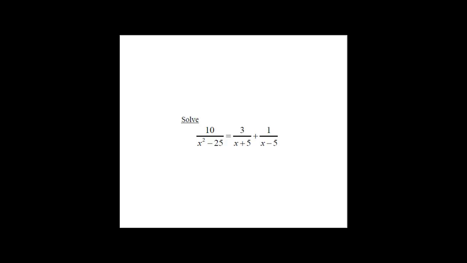Here we are solving for x. Let's see, we have some students online. Sunif, can you tell me what would be the first step? Factor the first term. Okay, so if I factor, this is the difference of squares, so it would be x minus 5 times x plus 5. And then what do you do next?